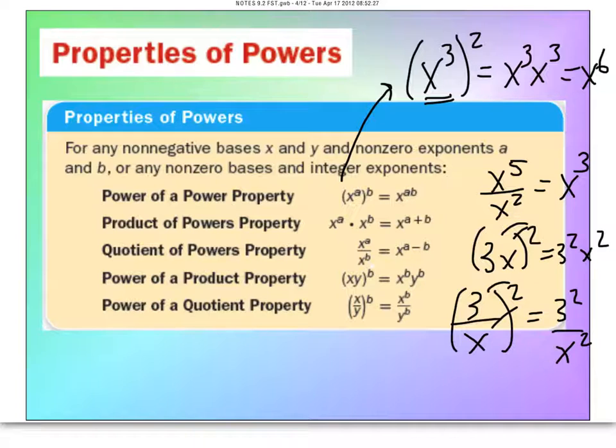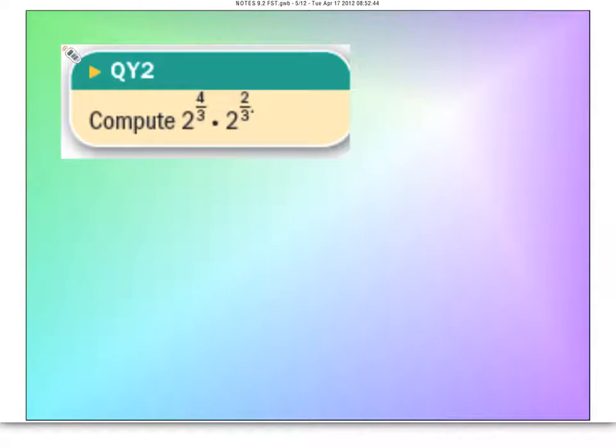or 9 over x squared. So when you see something like this, it's actually more difficult to visualize, because if we had, for example, 2 to the 4th times 2 squared, we know we add those exponents, but we can visualize that.